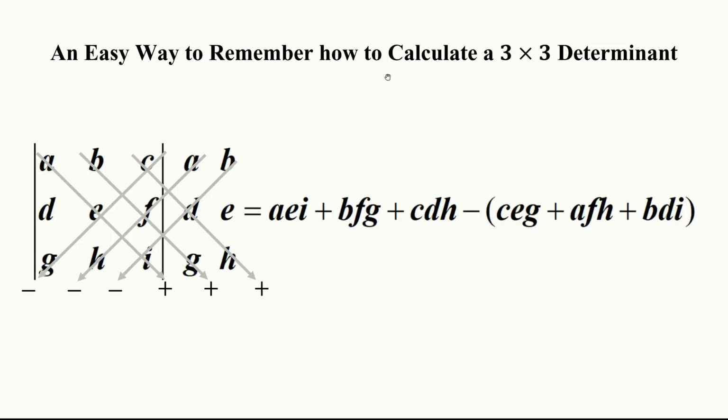So one easy way to remember how to calculate 3x3 determinants is to realize that these products that you're going from left to right, remember right is usually associated with positive, so add those, and these products which appear to be going from right to left, and we usually associate left with negative, right? So subtract those and you'll get the value of the determinant. So that's just a visual to help you remember it.